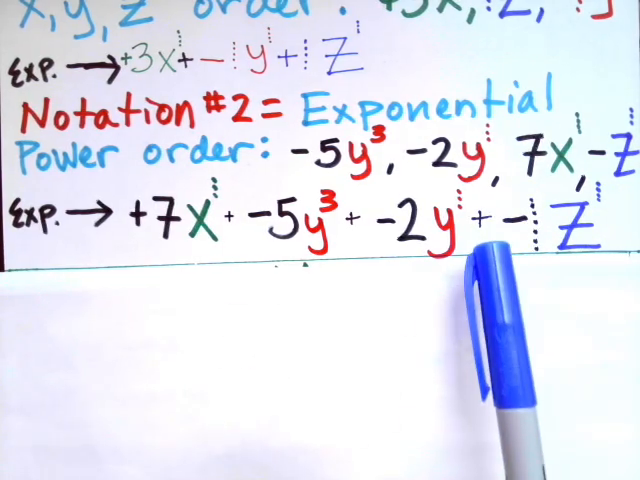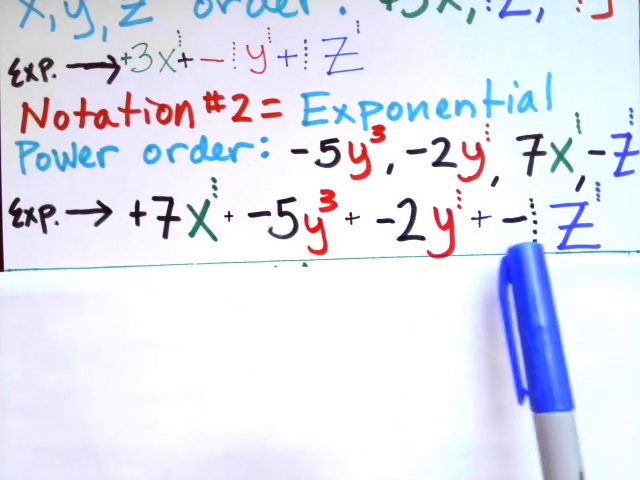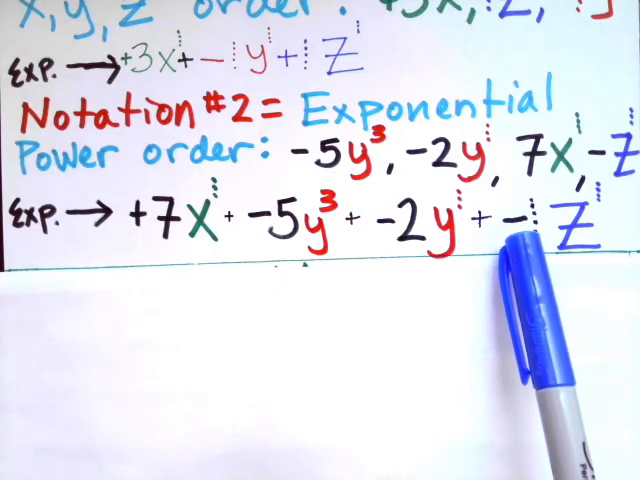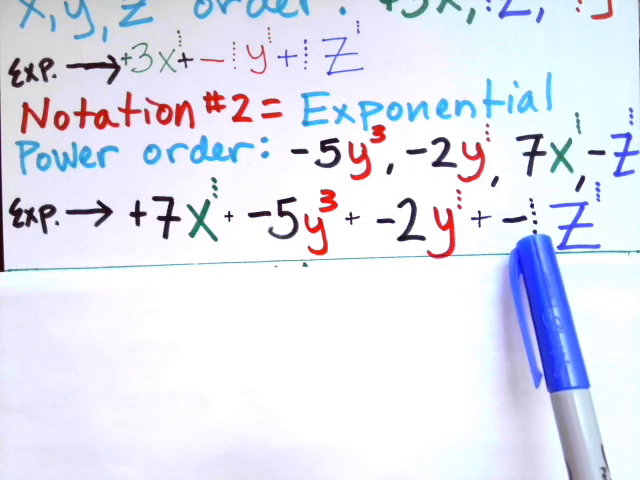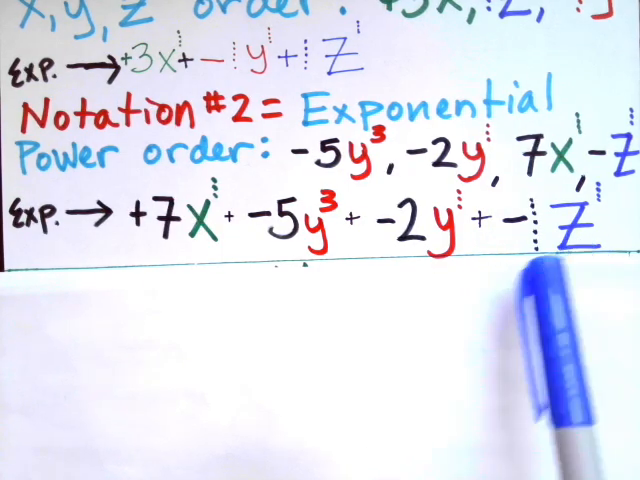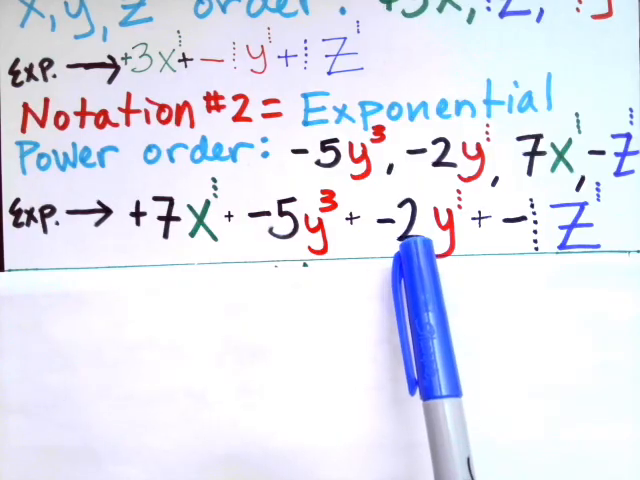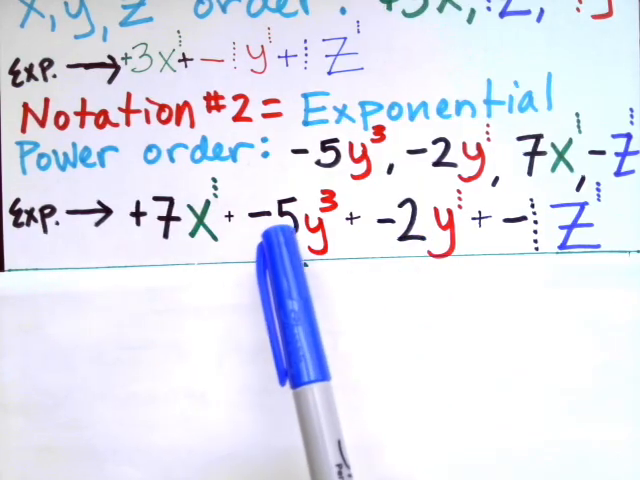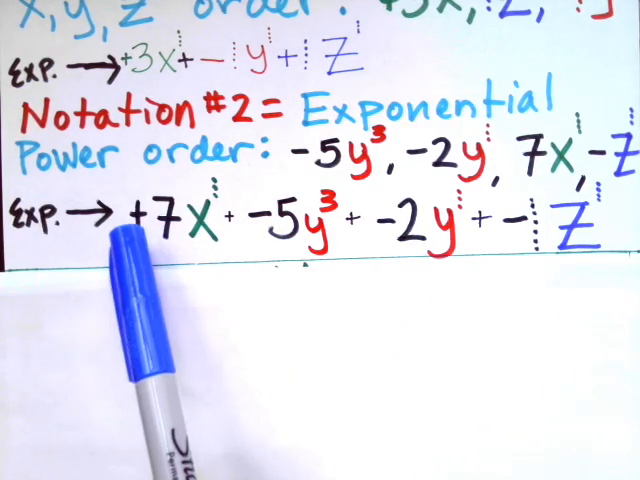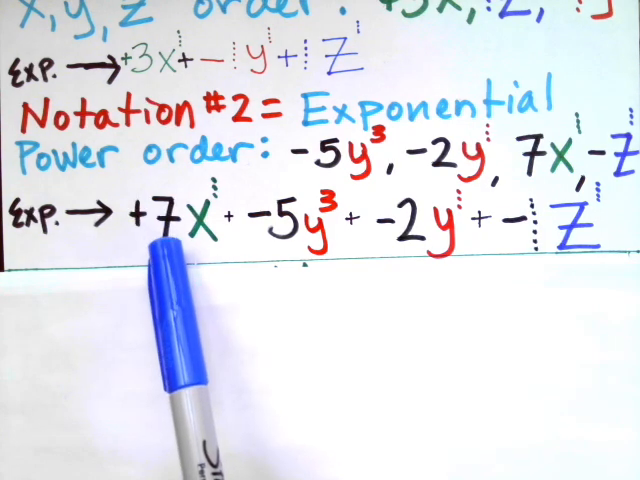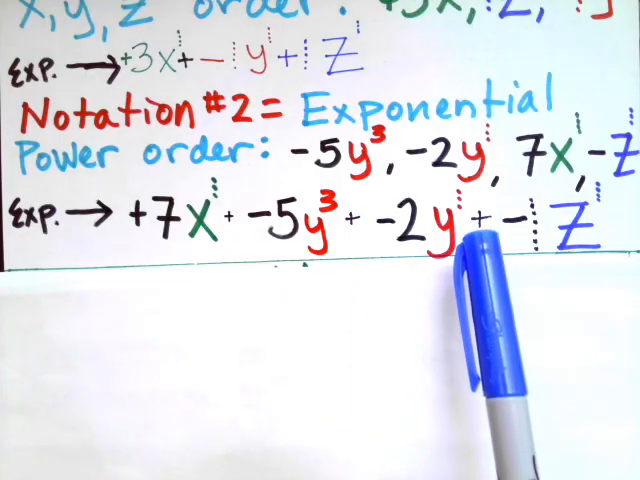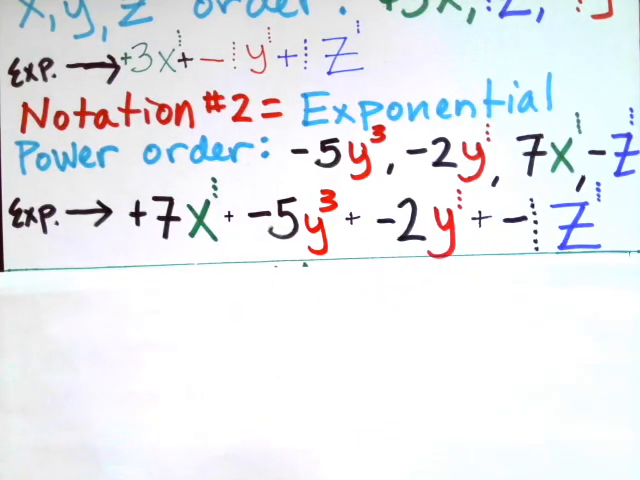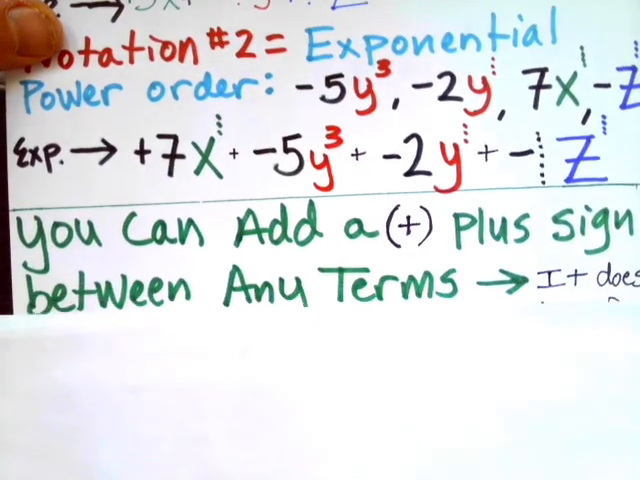And again, you can put that negative, or some people say a subtraction sign, that negative goes with that 1z, right? That negative goes with the 2. That negative goes with the 5, right? And that positive, which is normally invisible, goes with that 7. So you can put a plus sign between any terms, and it's just going to clarify what it is you need to do. So moving forward, let's go ahead and take a look here.